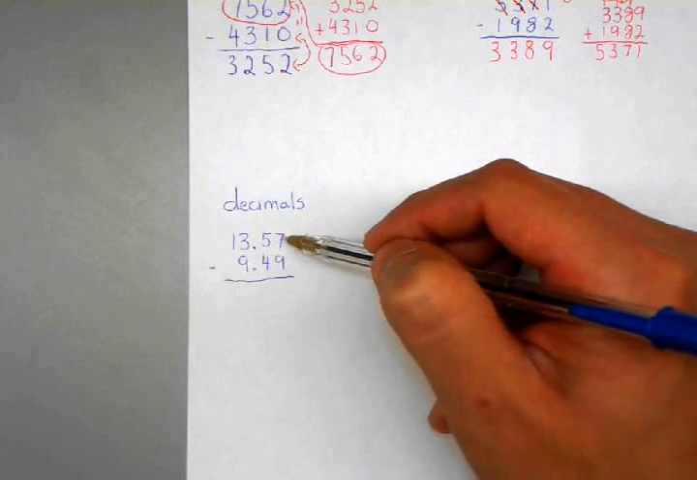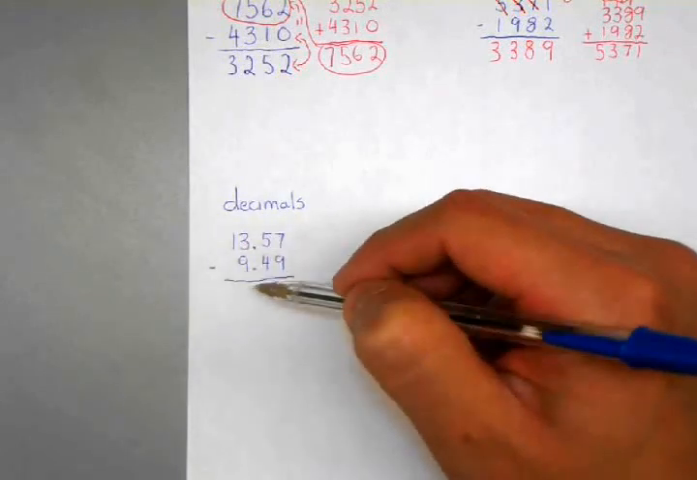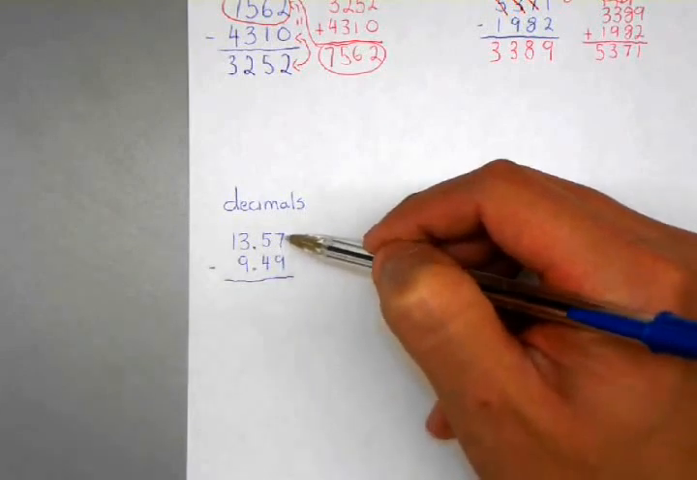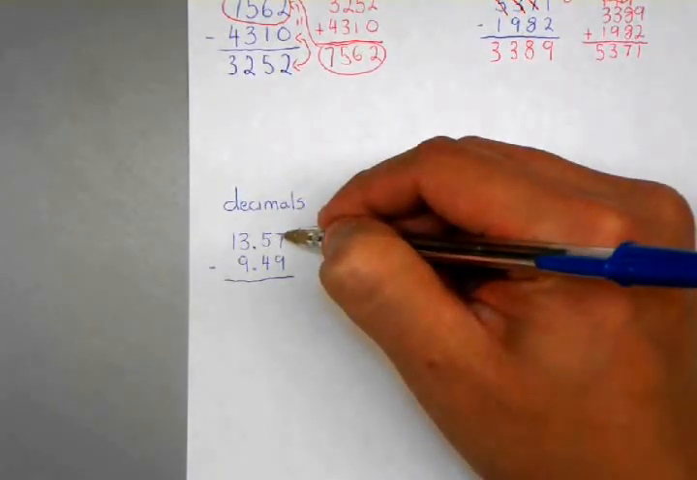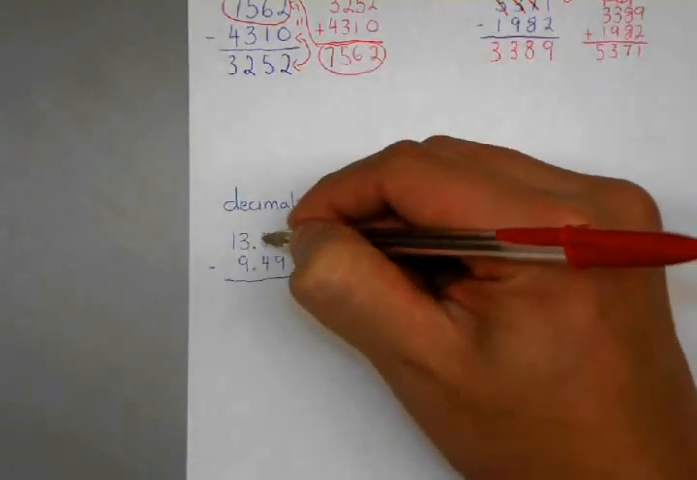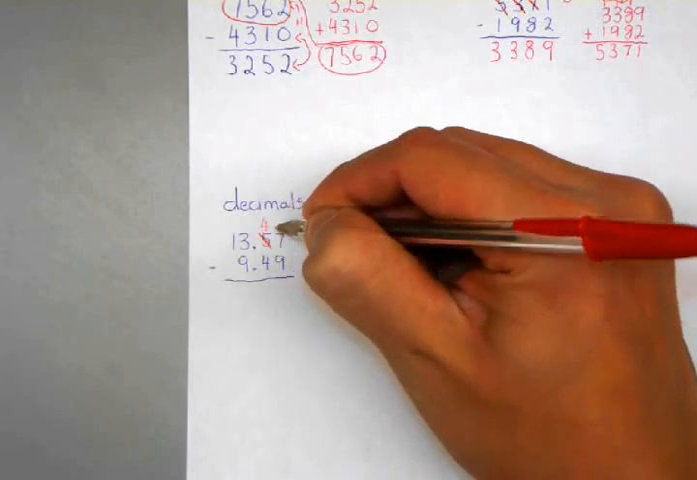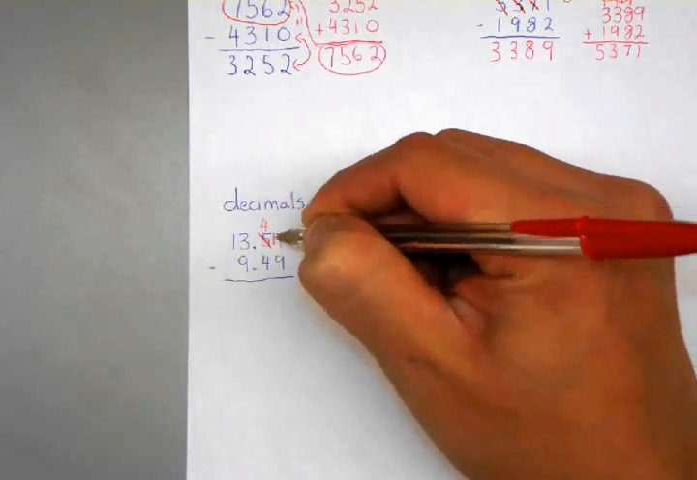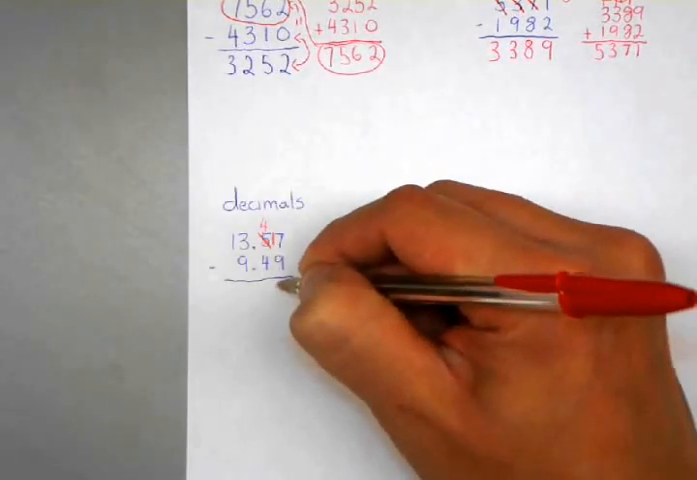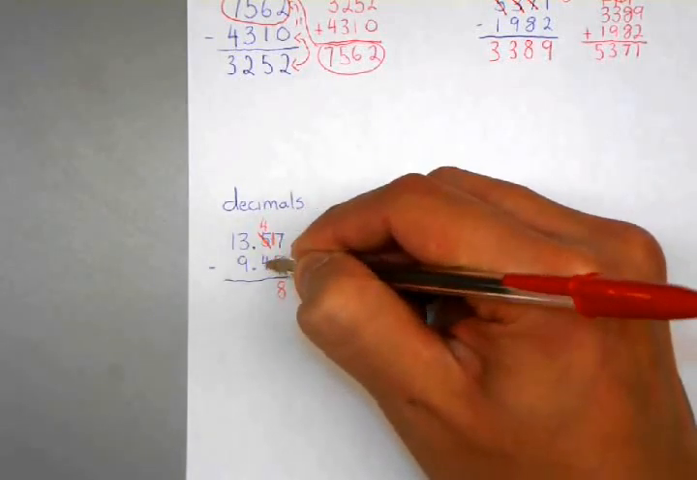So this looks like a regrouping question. We have 13.57 minus 9.49. So once again, we're going to start with the 7 minus 9. We need to regroup. We're going to cross out that 5. We're left with 4, and one of the 10s is moved over to the 1 column. And we have 17 minus 9, which is 8. We have 4 minus 4. We don't need to regroup. We could simply subtract that.